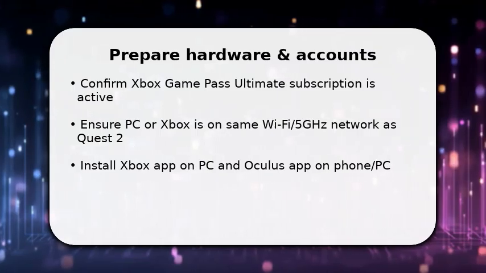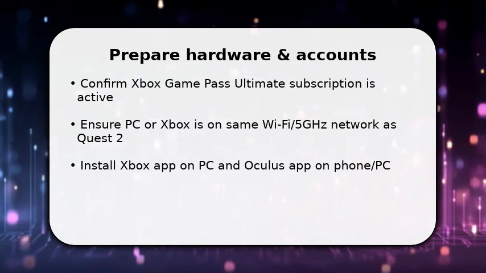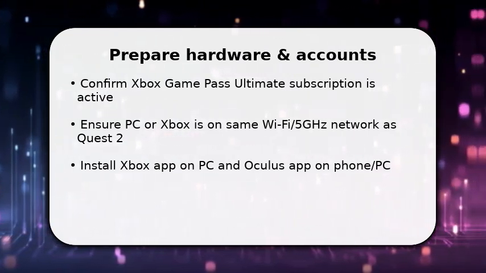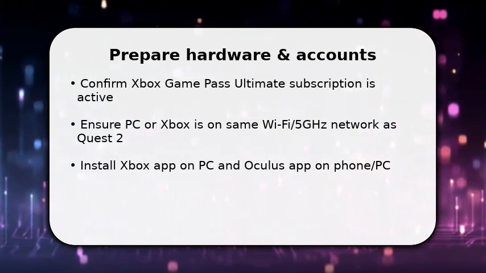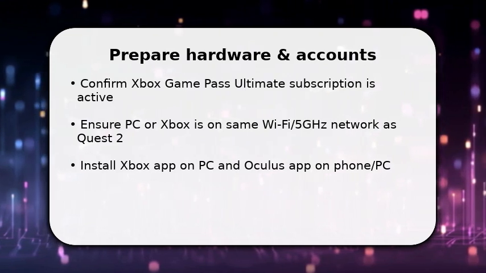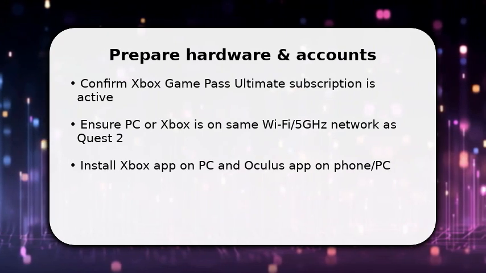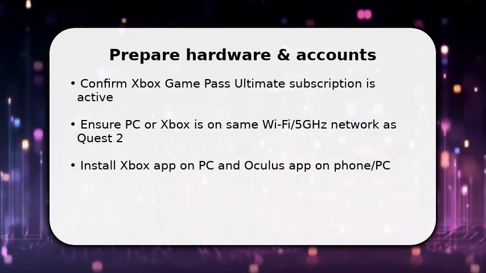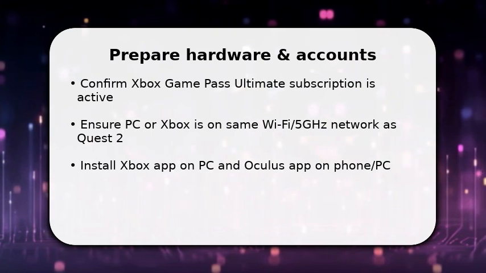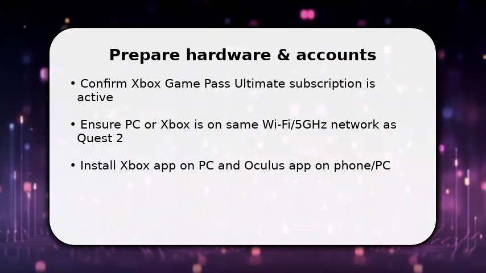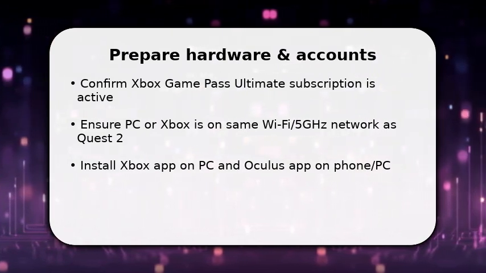You start by getting essentials ready. Sign into Xbox Game Pass Ultimate and make sure your Quest 2 and host PC or Xbox are on the same 5 GHz Wi-Fi. Once done, open the Xbox app on your PC and enable multiplayer and streaming features. This lets your PC act as the host for cloud or local streaming. Make sure your Quest 2 is updated and the Oculus app on your phone is connected to the headset, so you can manage casting and app installations.